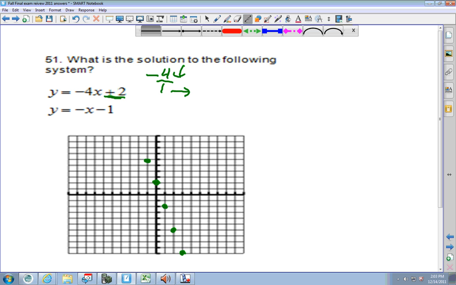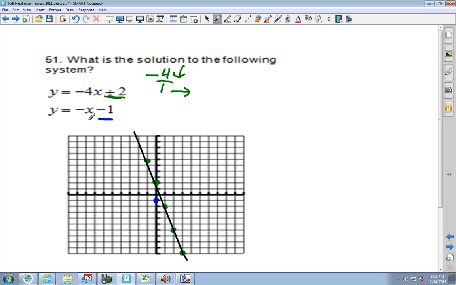Now I'm going to draw my line. When you are solving systems by graphing, you want to make sure you make your line as straight as possible. Now to graph the second one. Plot the y-intercept. That's -1. Put a dot.